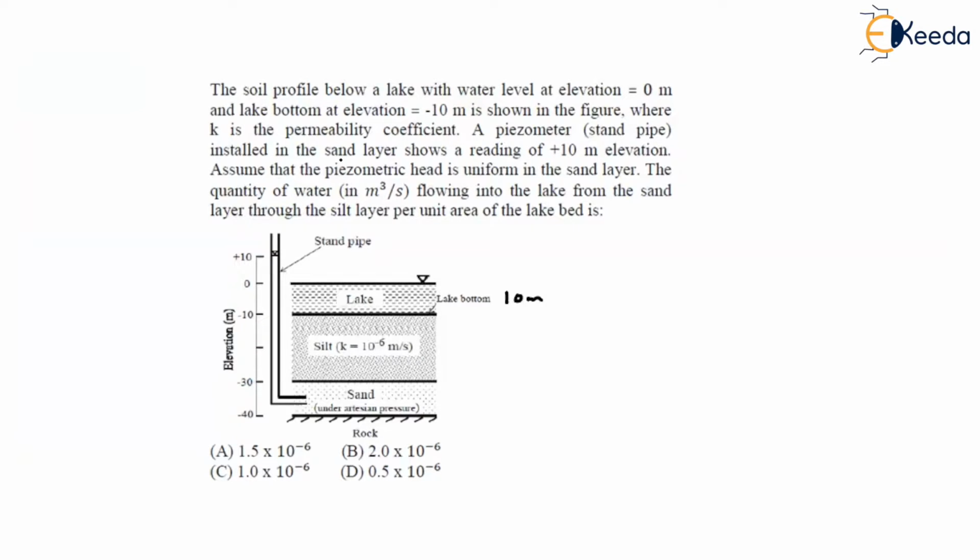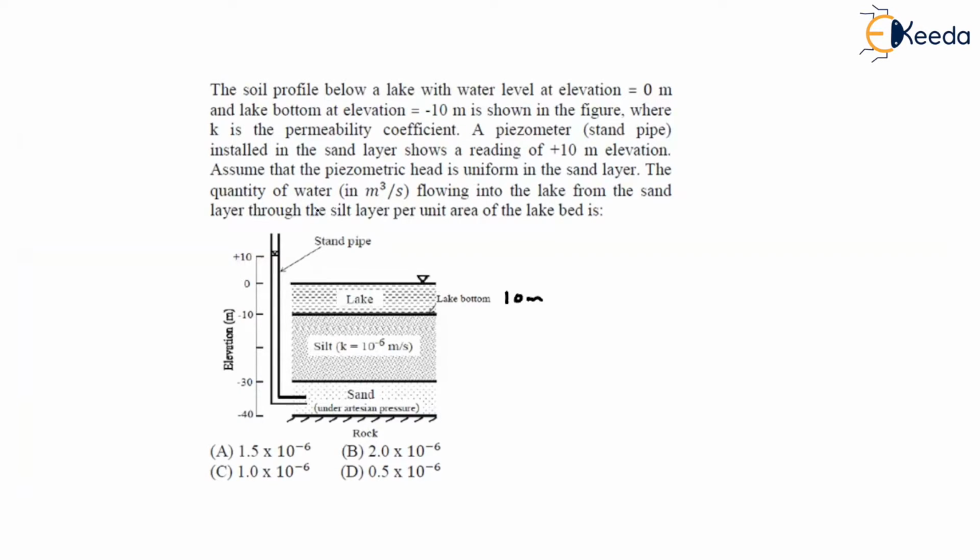A piezometer installed in the sand layer shows a reading of plus 10 meter elevation. Now see, in the chapter on vertical stress, we have discussed the artesian pressure. So here, if you observe this, as silt is an impermeable material, the water may not seep through. That's why they have given an artesian head. So whatever is the head, if you keep a piezometer, if it is a free surface, it may rise up to plus 10 water level.